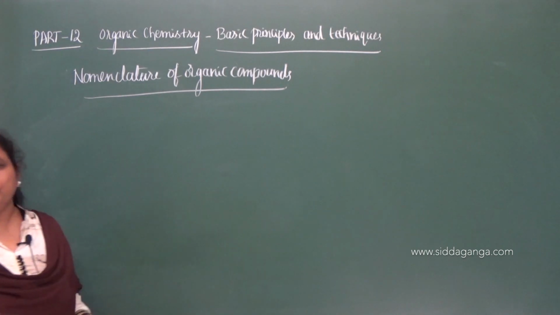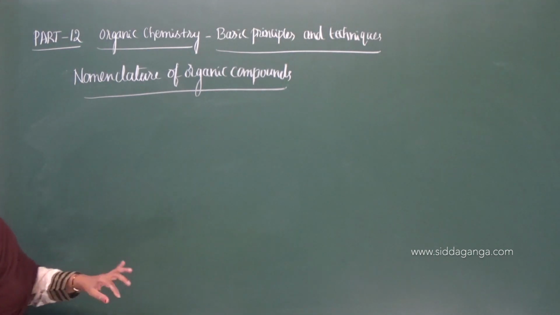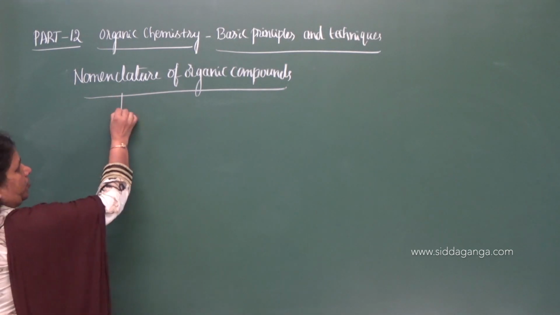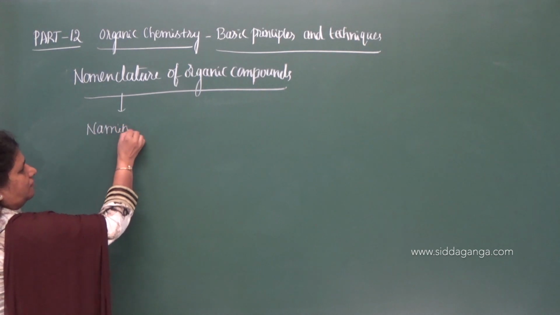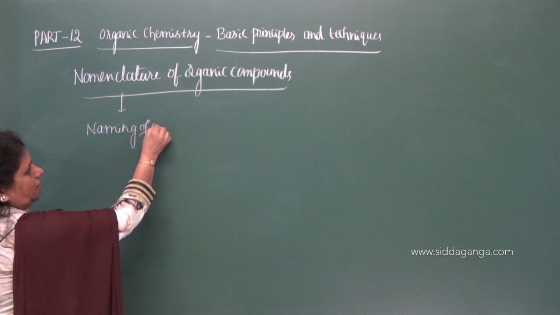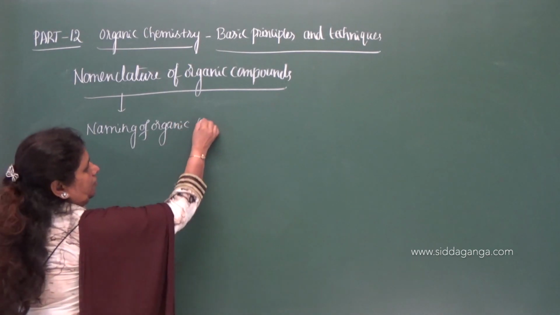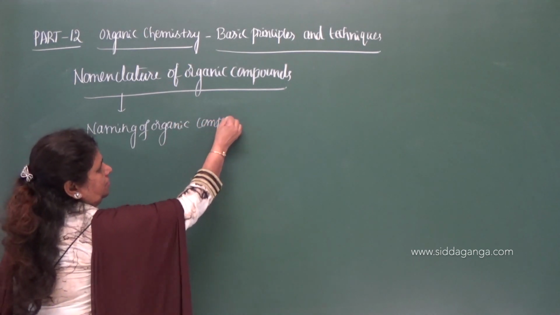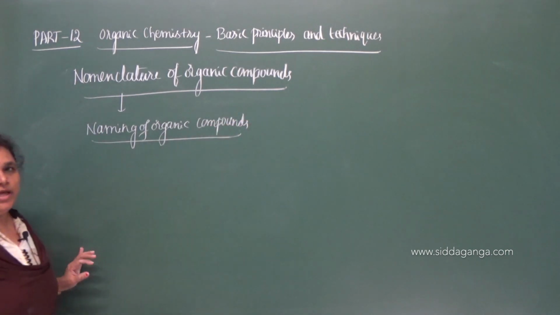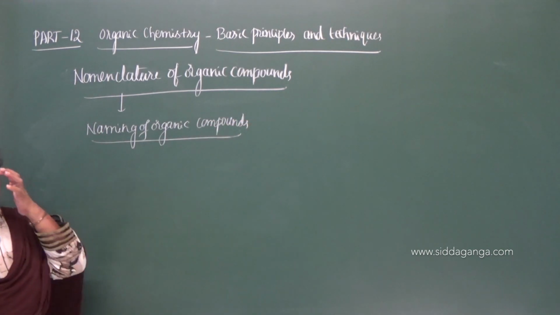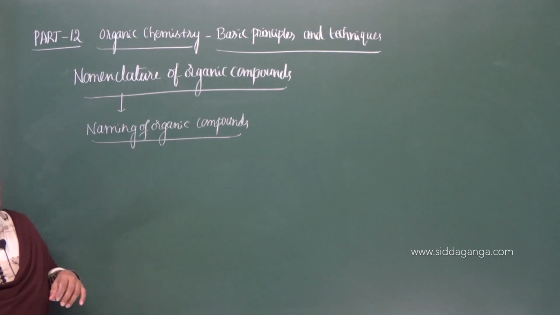So move on to nomenclature of organic compounds. What do you mean by nomenclature of organic compounds? It's nothing but naming of organic compounds. Naming of organic compounds is nothing but nomenclature of organic compounds.